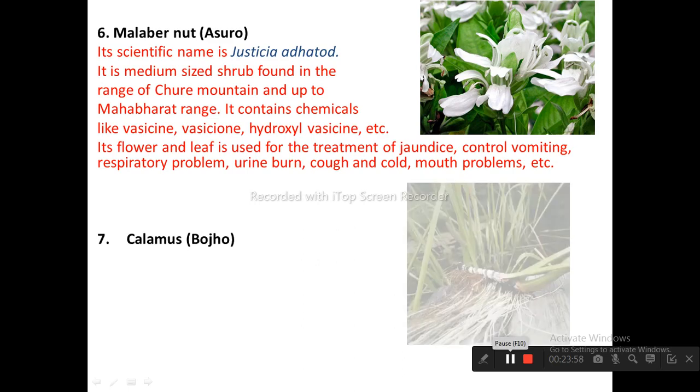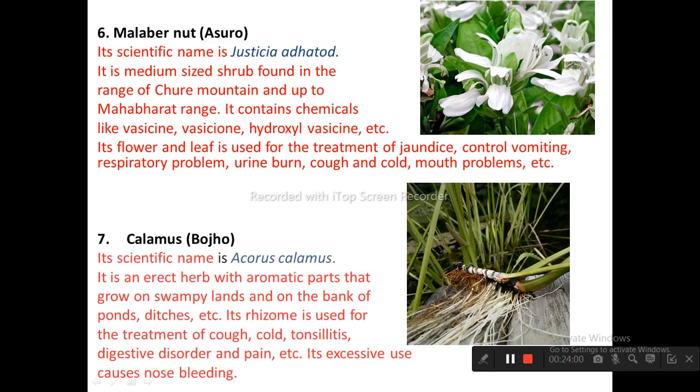Next one is calamus, which is also known as bojho. Its scientific name is Acorus calamus. It is an erect herb with aromatic parts that grows on swampy lands and on the banks of ponds, ditches, etc. Its rhizome is used for the treatment of cough, cold, tonsillitis, digestive disorder and pain, etc. Its excessive use causes nose bleeding.